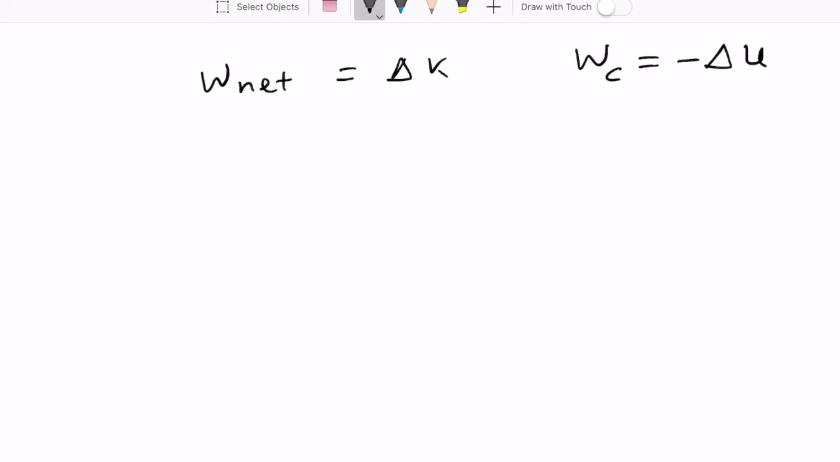And at the end of the last video, I showed you that if you put these two together, then you get this very useful equation, which, after a few lines of algebra, can be written as initial kinetic energy plus initial potential energy plus W other equals final kinetic energy plus final potential energy.